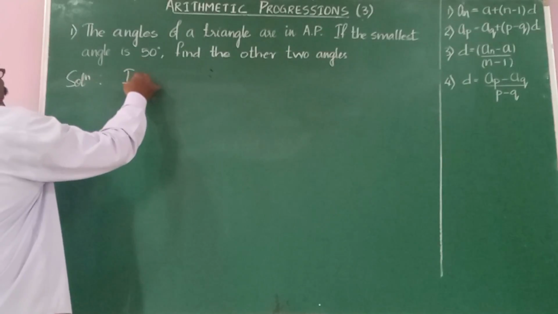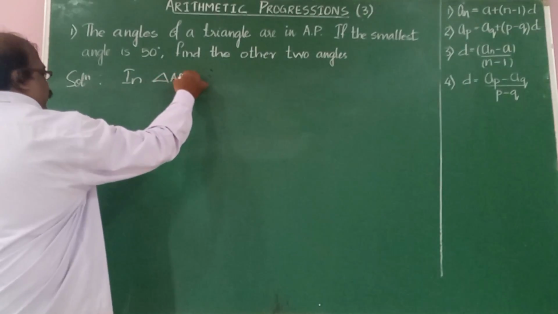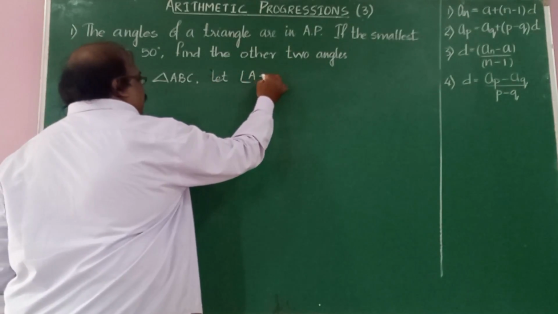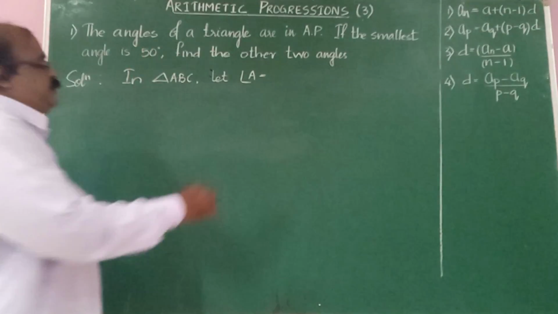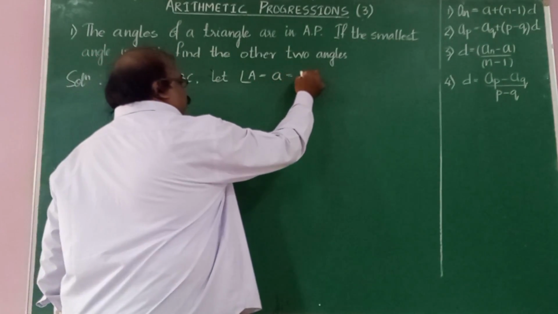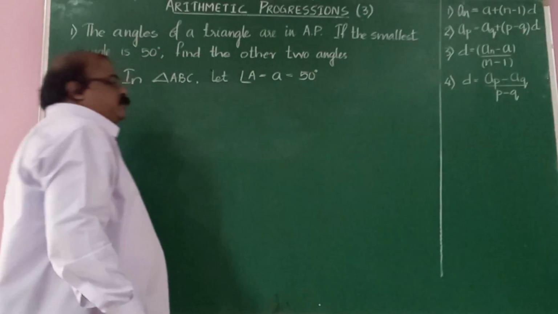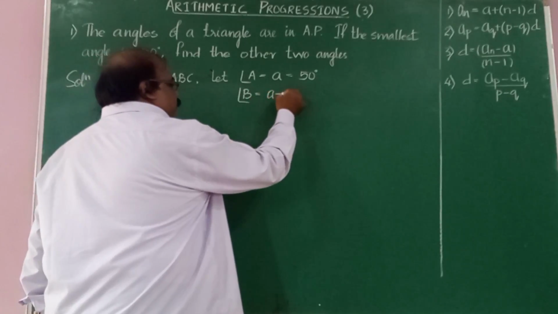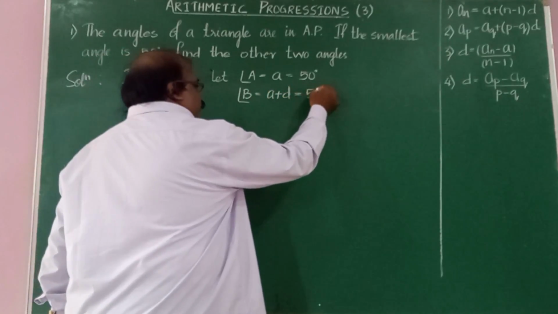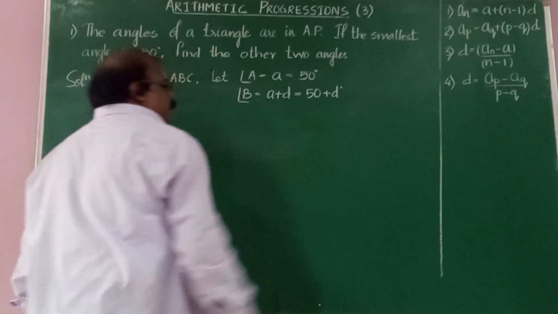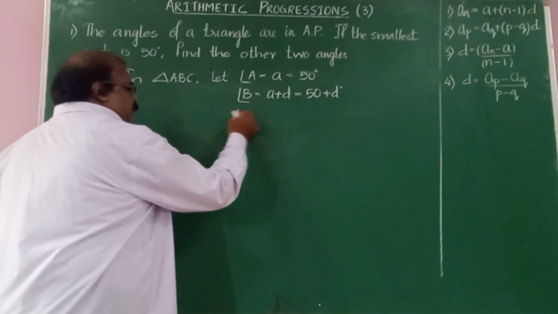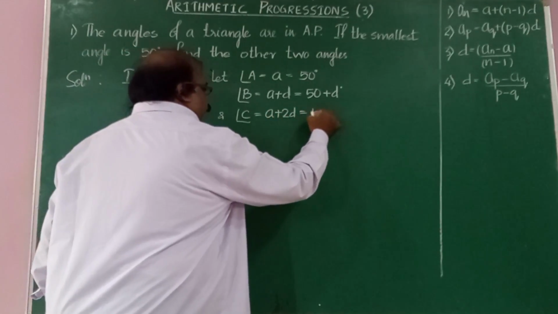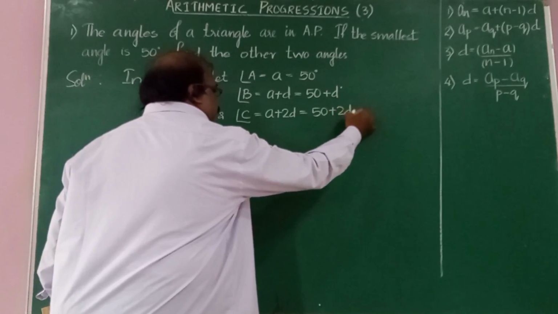In triangle ABC, let us assume angle A, which is the smallest angle, to be equal to a, which you know is 50 degrees. The second angle, angle B, which is equal to a plus d, which is 50 plus d. And angle C, which is a plus 2d, which is equal to 50 plus 2d.